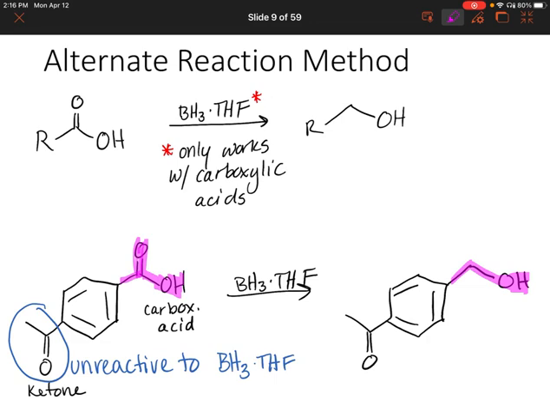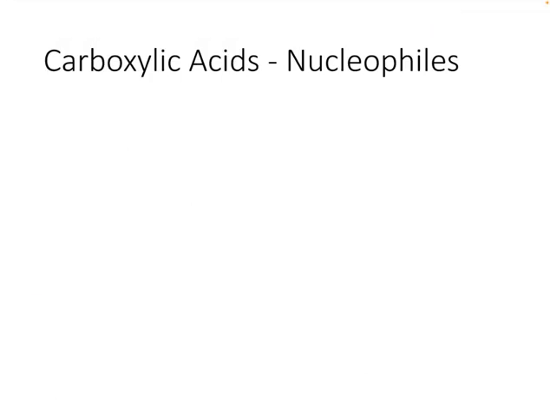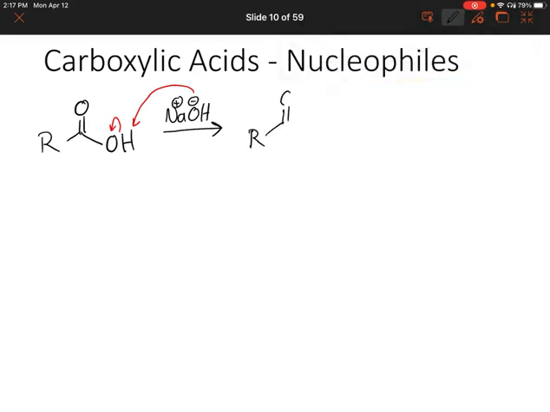Okay. And then our last reaction that we're going to talk about is nucleophiles. So let's say you have your carboxylic acid, and you react it with sodium hydroxide. So that hydroxide is going to grab the hydrogen on our carboxylic acid, which will leave electrons behind on oxygen, so we get our conjugate base.